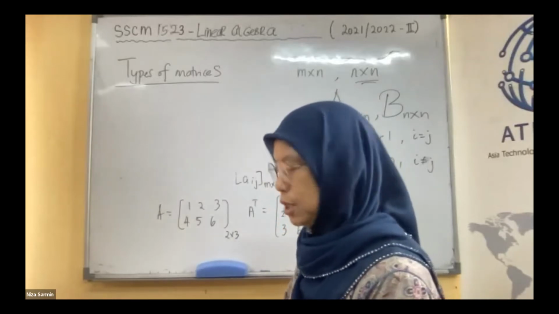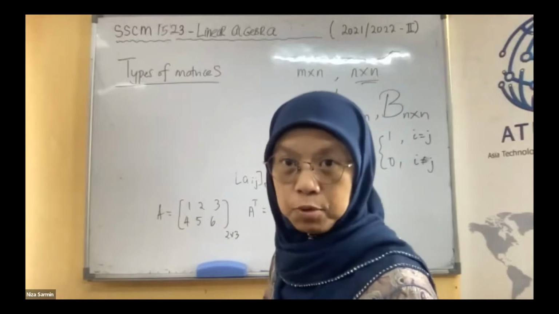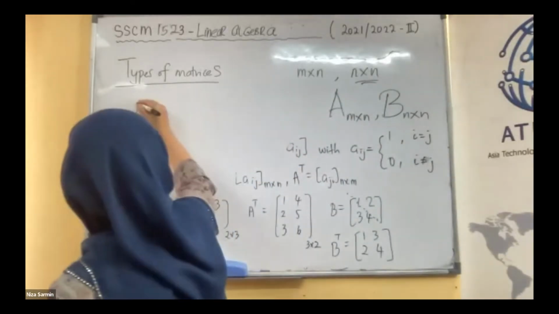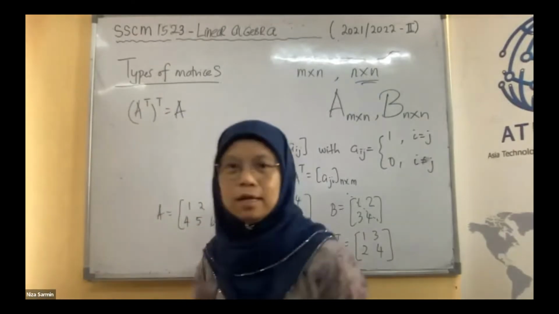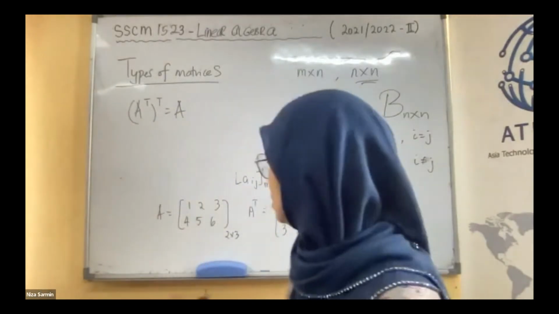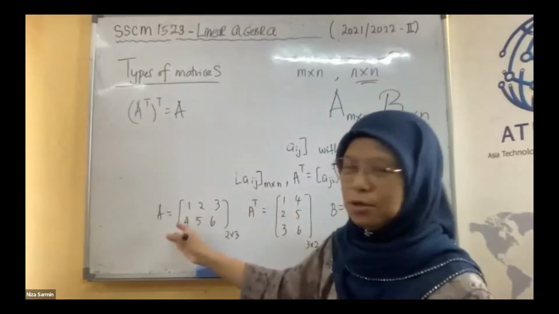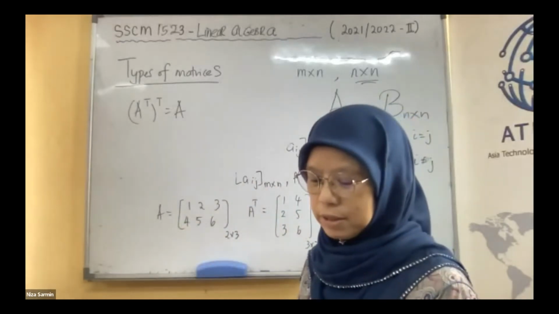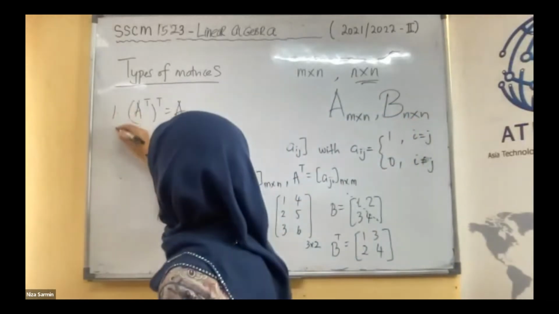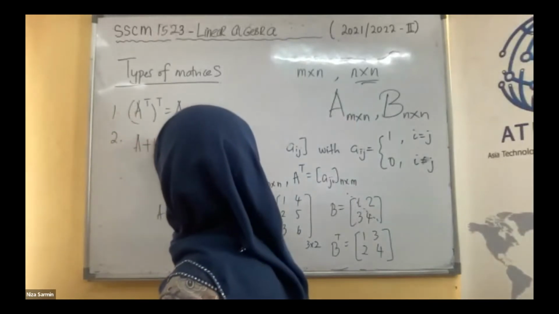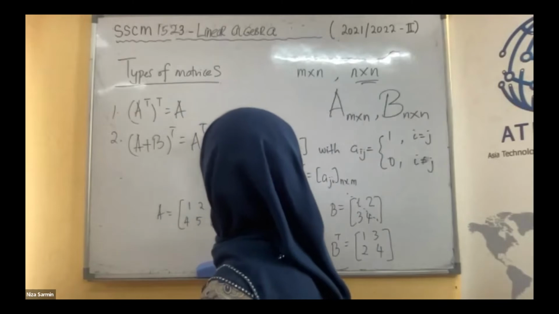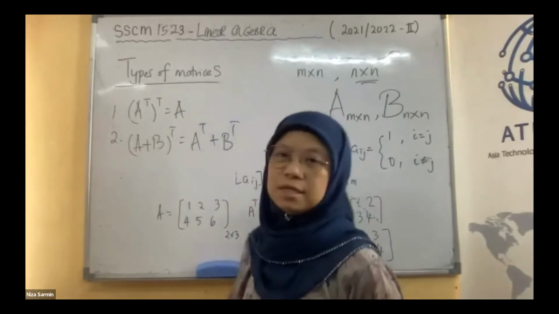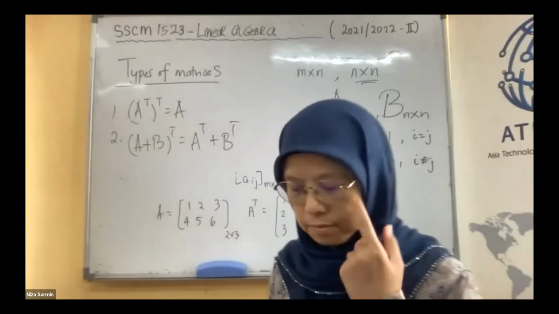Properties of transpose. If you transpose a matrix and then transpose again, then you will get that matrix back, right? Because you write it as this, you write back, you will get A back. So double transpose, you get it back. If you add, then you transpose, this is the same as transpose first, then add. All right.